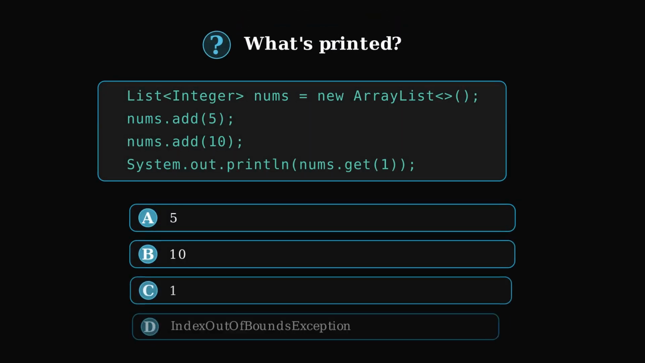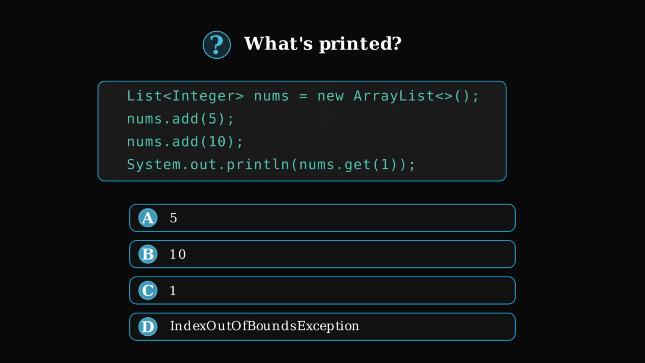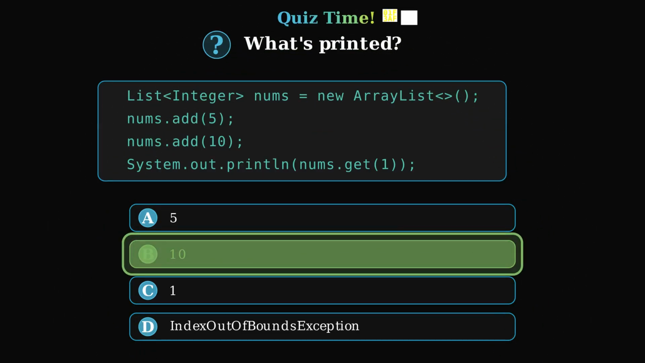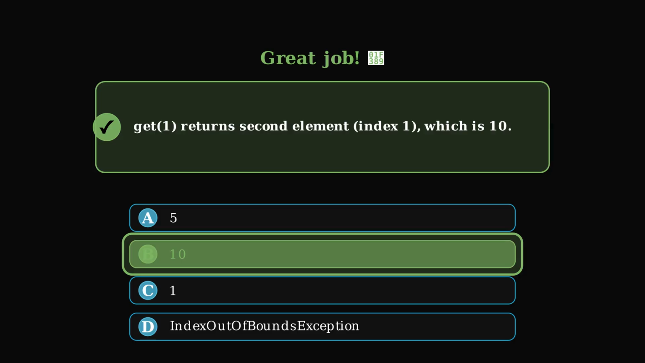What's printed? Which one is correct? The correct answer is get(1), return second element, index 1, which is 10.